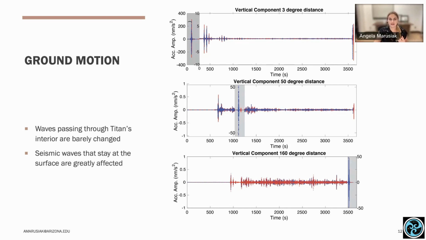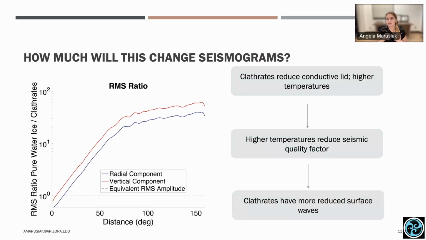Another way to quantify that is to look at a root mean square. I take each of those seismograms and come up with a single value that's representative of, not quite the average, but the amplitude. So I can directly compare the ratio of pure water ice to clathrates. If they had the same amplitudes, that value would be 1. However, they don't. At short distances, clathrates actually have a slightly higher amplitude than pure water ice. But once you get past 10, 15 degrees, that rapidly changes. And once you get out to about 75, 80 degrees, pure water ice will have 10 times the ground motion that a clathrate lid would have.